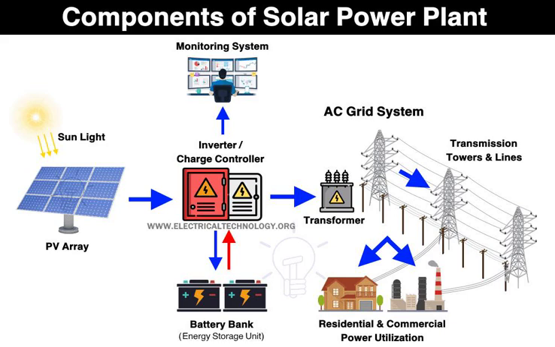Net metering. If applicable, in some regions, there is a net metering system in place. Net metering allows the solar power plant owner or user to receive credit for any excess electricity generated but not consumed. This credit can be used to offset electricity consumption during periods when the solar panels are not producing enough power, such as during the night.